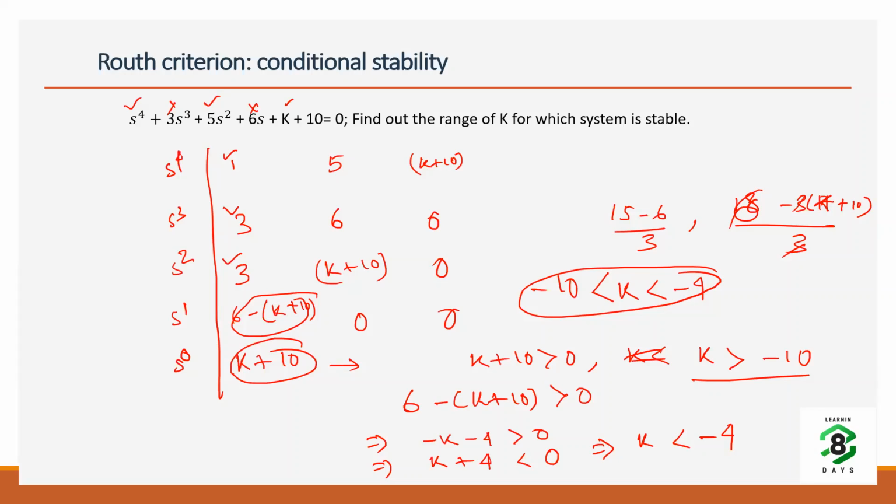Any question on this problem that was just solved?